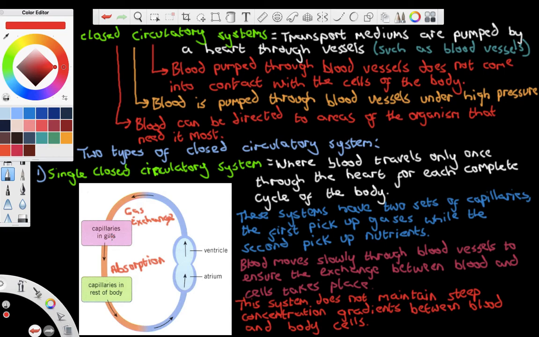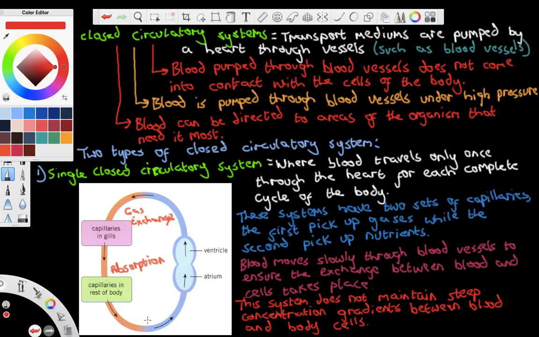In a single closed circulatory system, there are two sets of capillaries. You've got capillaries in the gills and capillaries in the digestive system. So blood picks up gases, gas exchange happens in the gills, and absorption, the movement of digested food molecules from the small intestine into the blood, happens, and then it's pumped round again. And as the blood moves around, it transports substances to cells that need them.